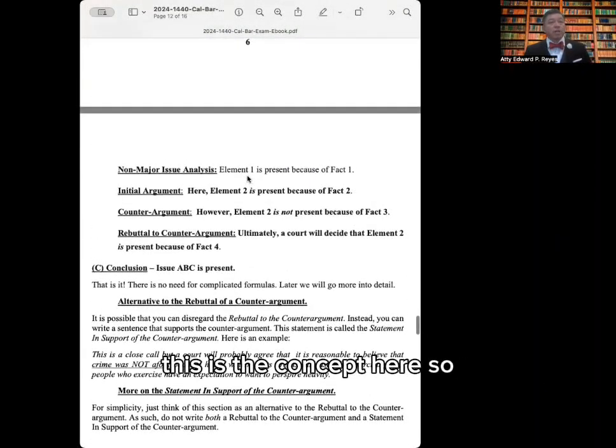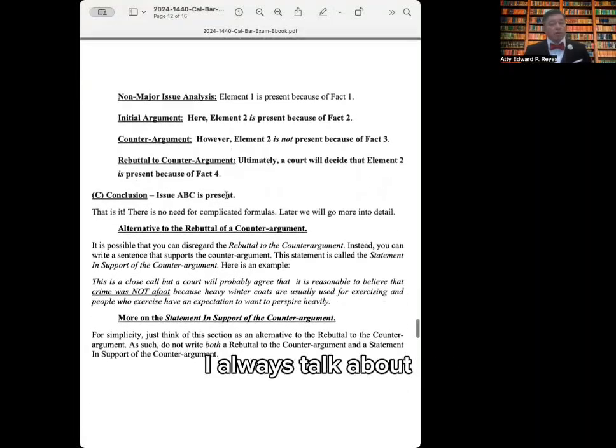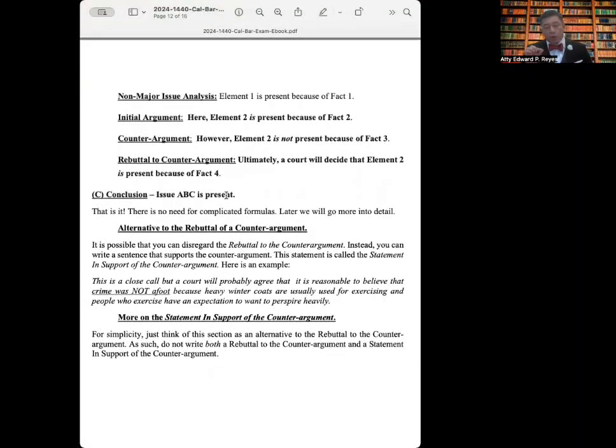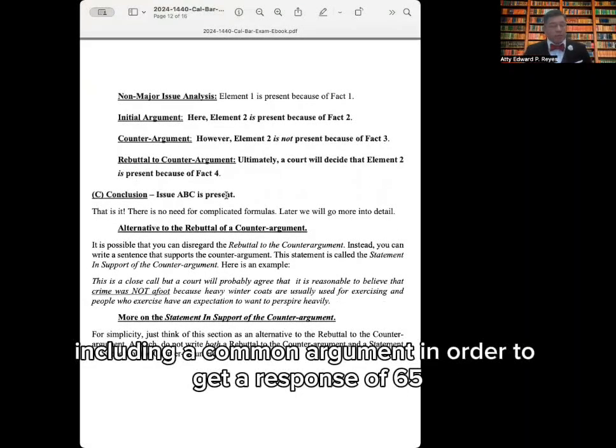So here we go. This is the concept here. So I always talk about including a counter argument in order to get a response of 65.